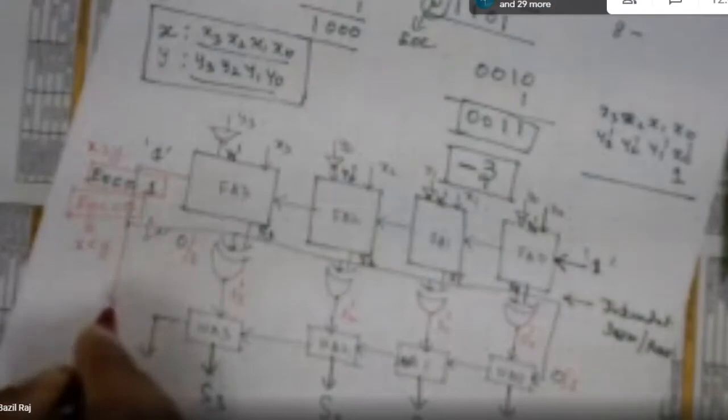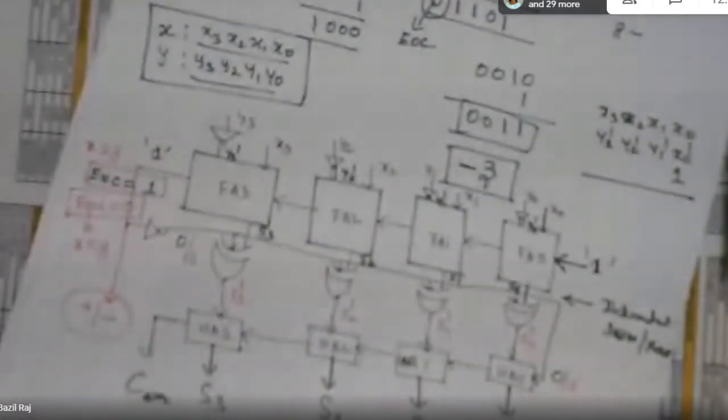But based on this carry, I am going to design the sign, either a plus or a minus number. If EOC is 1, then it is a plus number. If EOC is 0, it is a minus number. So this is the way subtraction works in the digital domain.